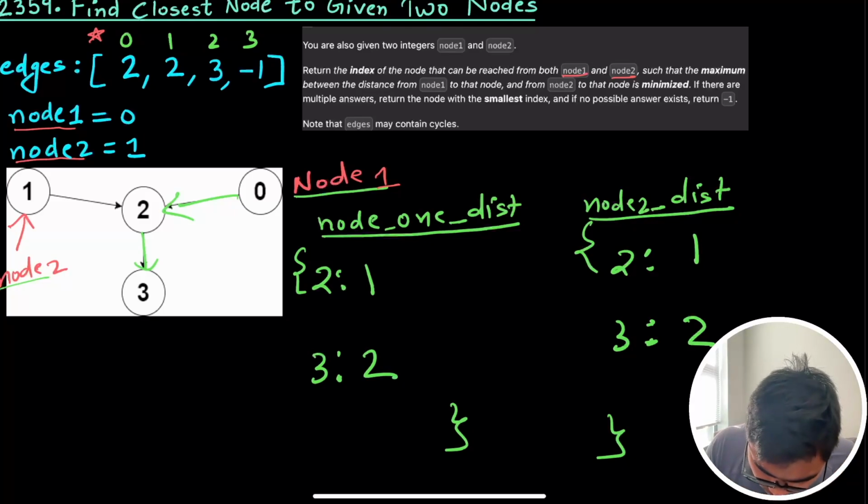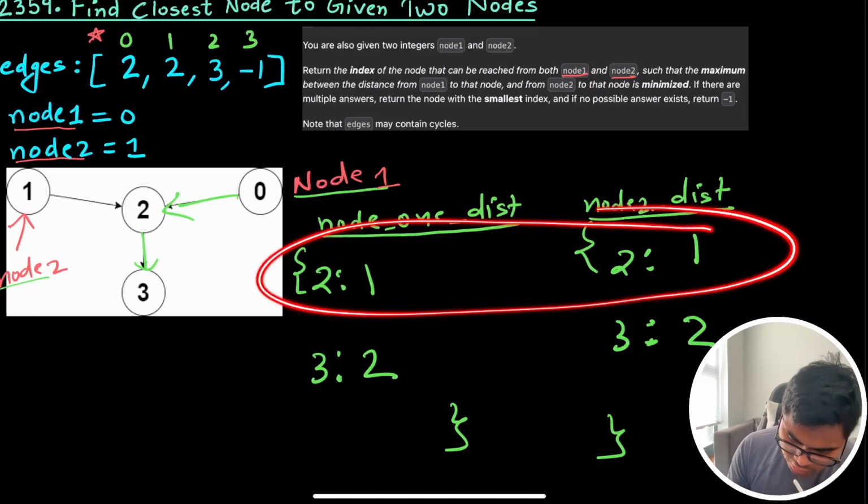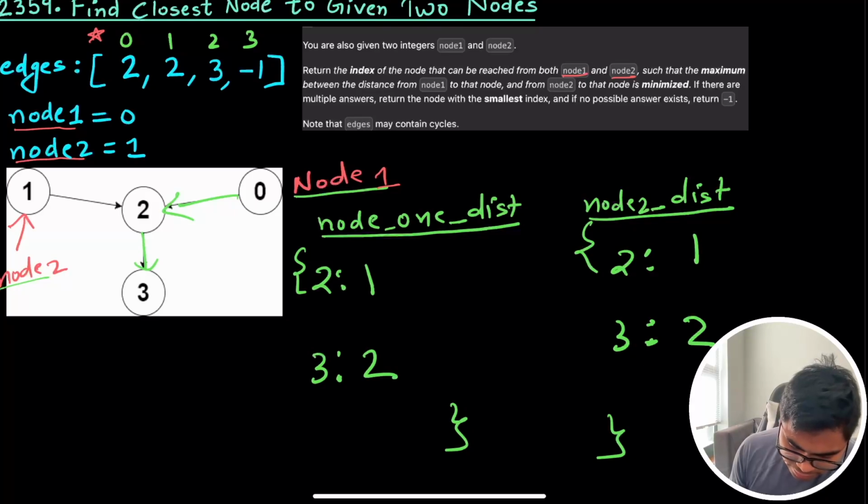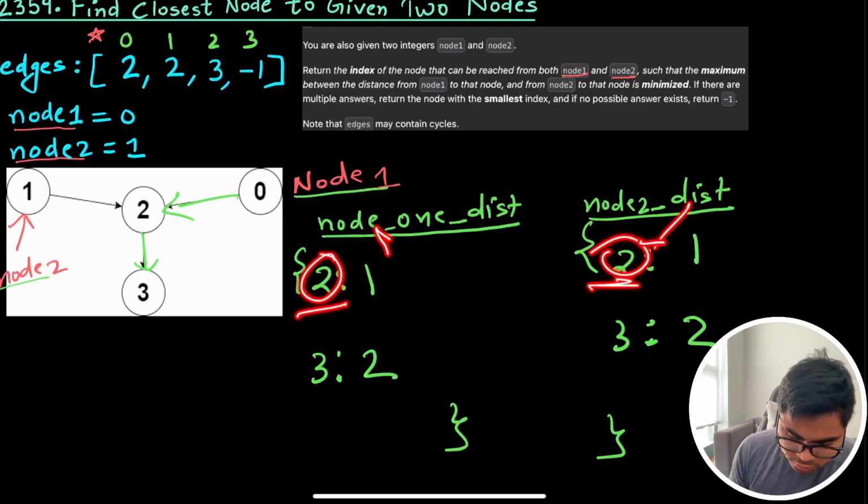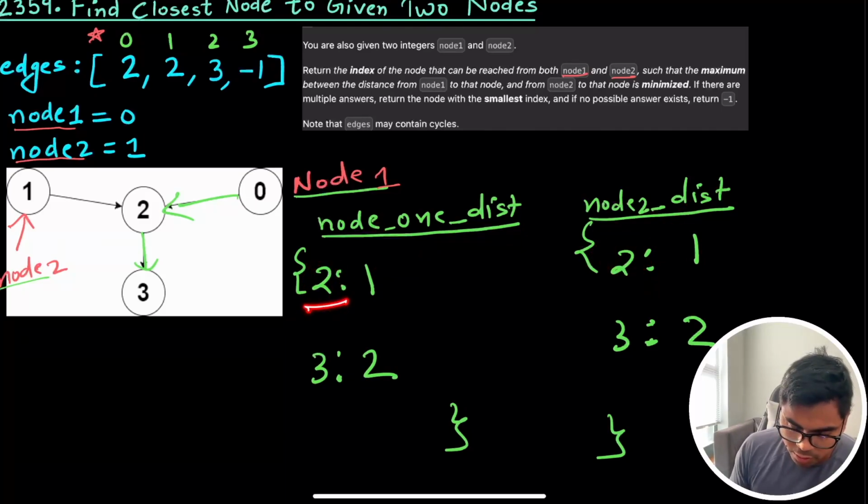Now what we need to do, we need to find the node where the maximum between the distance from node 1 to that node and from node 2 to that node is minimized. Let's say this is what we need to do. We have to look over these values. In this case, 2 is a node that's reachable from both these nodes, from node 1 and node 2.